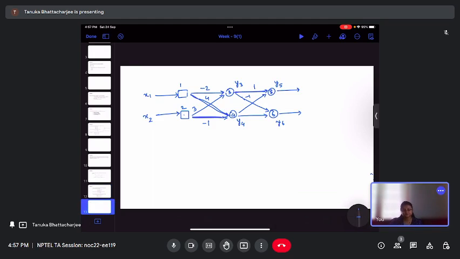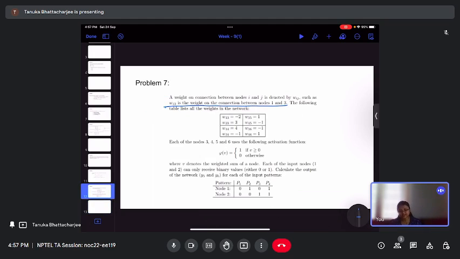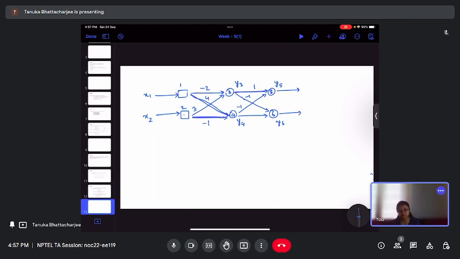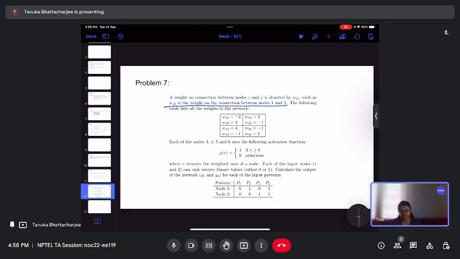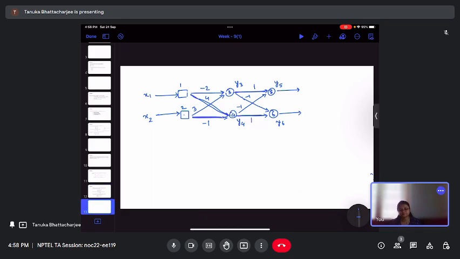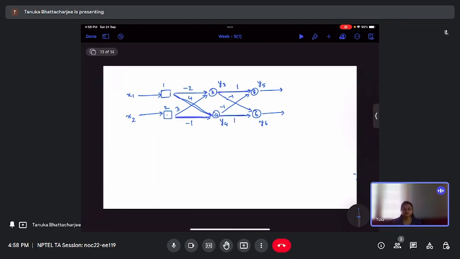Then the weight between nodes 4 and 5 will be W45, which is again -1. And the last connection, between 4 and 6, will have the weight W46, which is 1. So you see, you have got the weights for all the connections. Now let us try to write down the equations of the outputs of each of these neurons: y3, y4, y5 and y6.